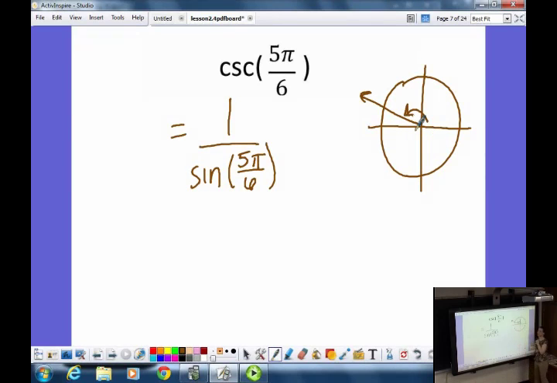So if I want to find the sine of 5 pi over 6, what do I have to use? Reference angle. So, yes, this is called your reference angle.